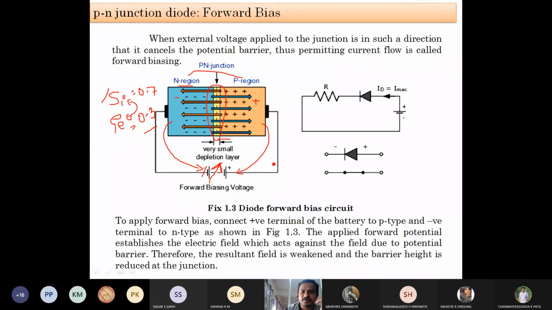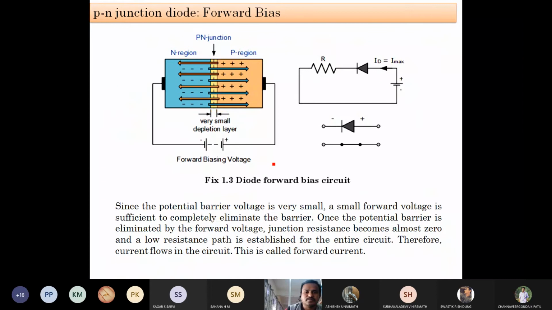Okay, it is going to act as an insulator. So this is the concept with respect to forward bias. So since the potential barrier voltage is very small, a small forward voltage is sufficient to completely eliminate the barrier. So as we discussed, once the potential barrier is eliminated by the forward voltage, that is applied voltage, which we are going to apply, for silicon it is 0.7, for germanium it is 0.3, the junction resistance becomes almost zero.